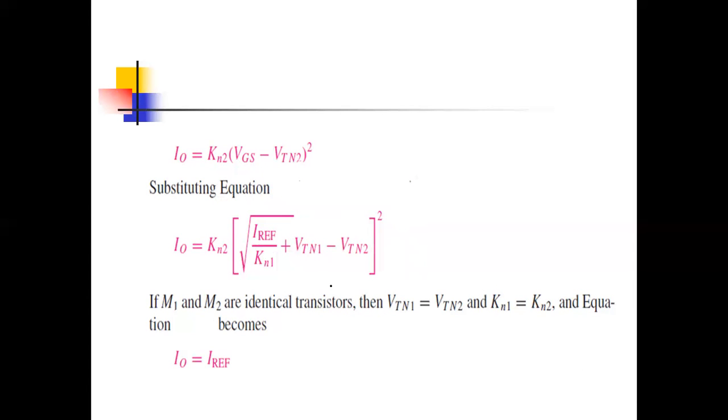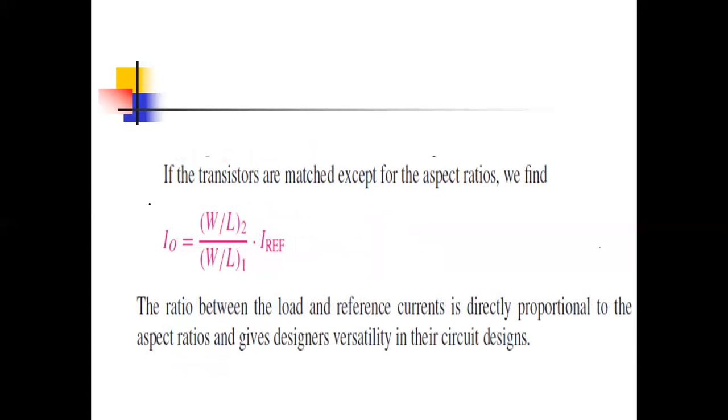Again, listen carefully. This is the equation. For the ideal condition, this is equal and this is also equal, so I naught will be I reference. Simple. Okay, that is the ideal case. Suppose everything is equal but W by L is not equal, meaning the size is not equal. Then the Kn2 and Kn1 will not be cancelled out. So in that case, the formula will be I naught equals Kn2 upon Kn1 times I reference.